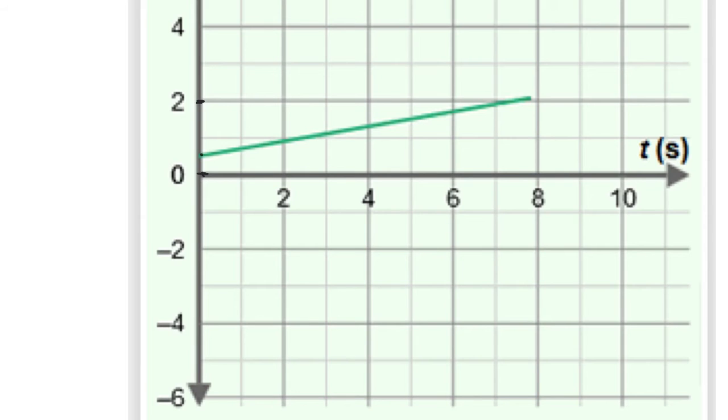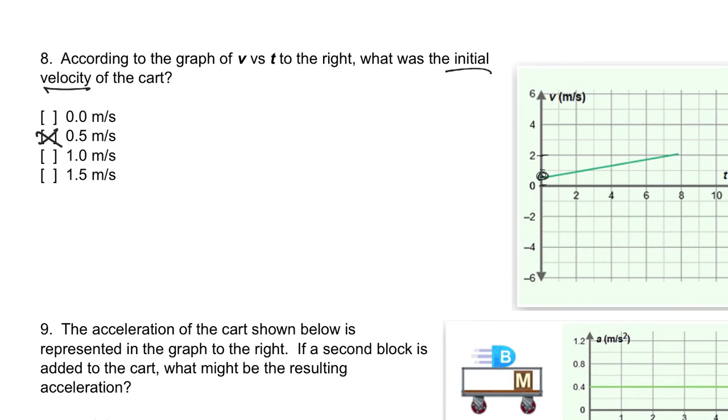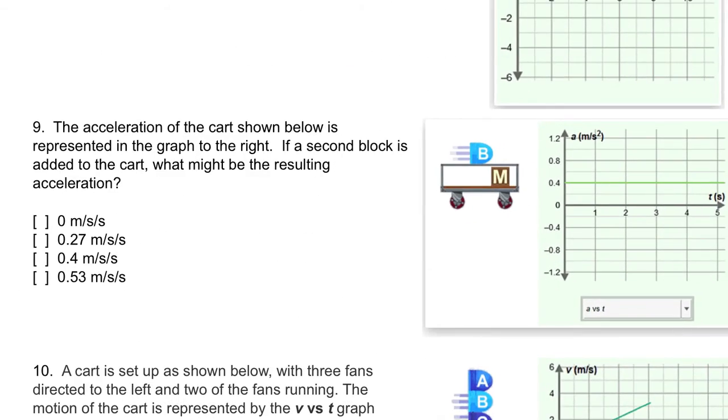Okay, good. So we're looking at this point, right? And you can see this is 2, that's 1, that's 0, so it was 0.5. When we're talking about initial velocity, it means the v at t equals 0, at the time of 0. That's what initial velocity means. Cool. Number 9 was a little trickier.